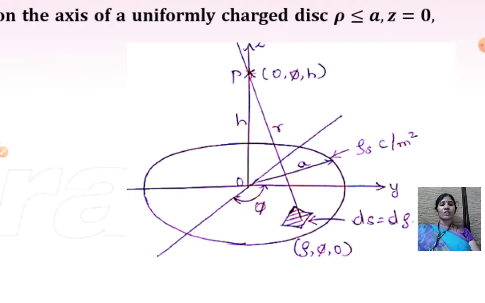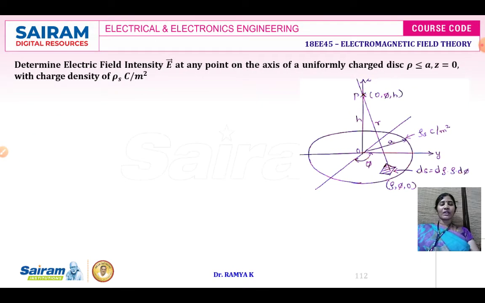This is the point P where you want to identify the value of electric field intensity. This point P coordinate can be 0, 0, z. Why? Because this point P can be anywhere on the z axis. So if you are considering it over here, it is going to be 0, 0, z.